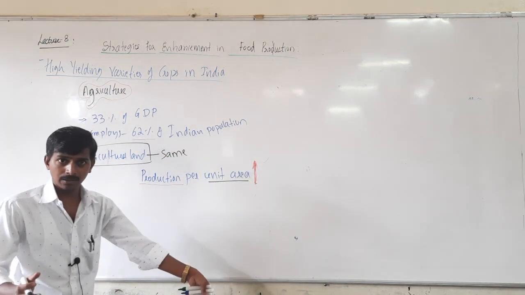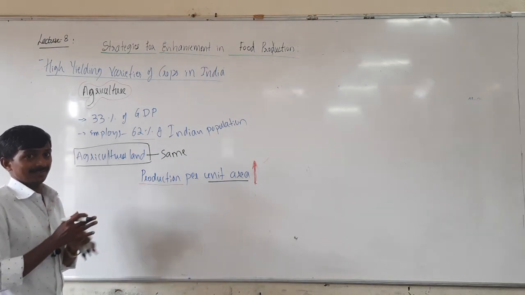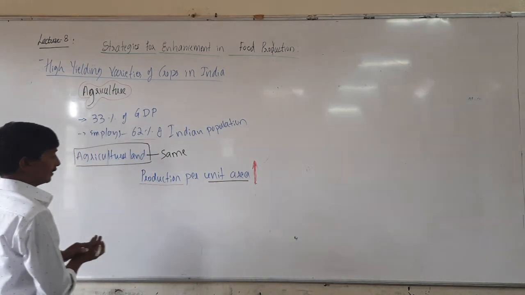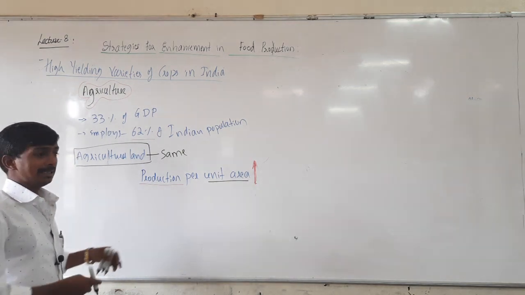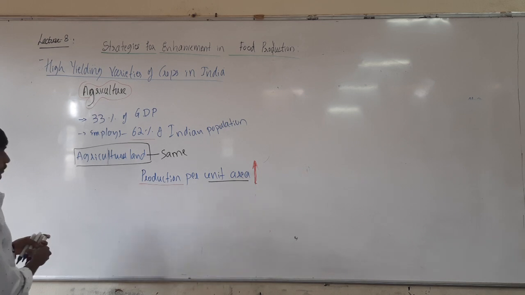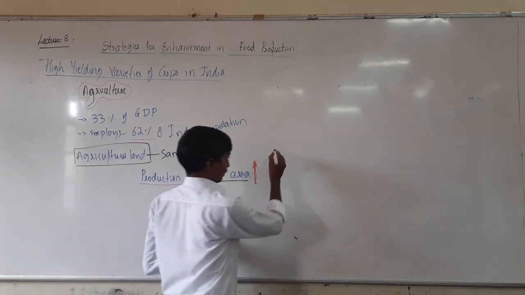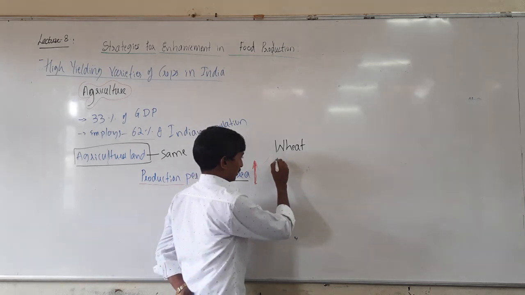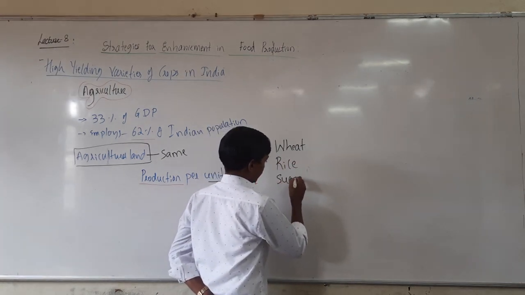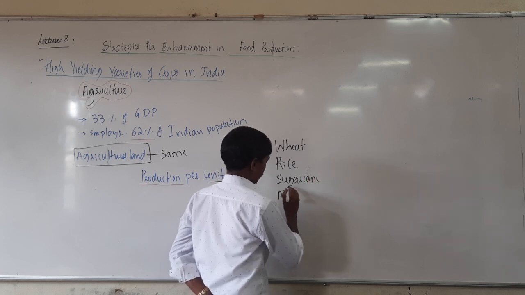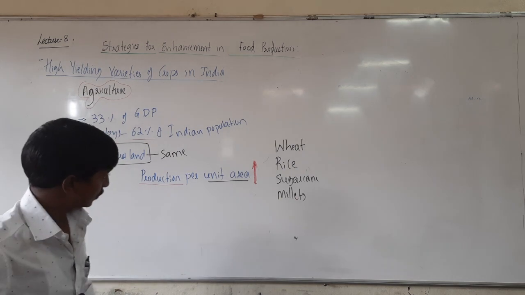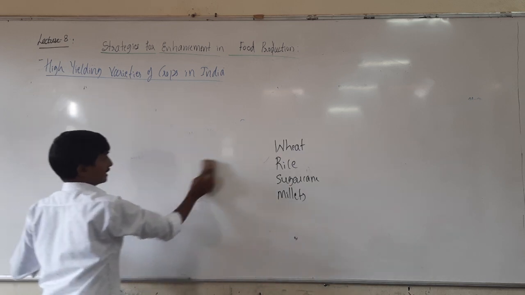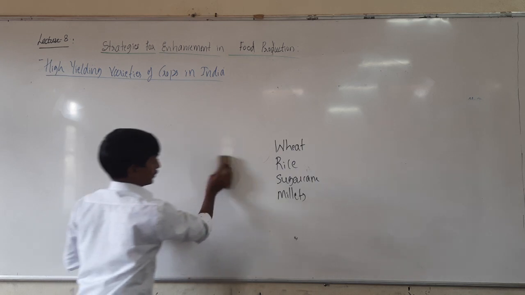Means how much area is available, in that area the production must be increased, because the population is increasing as usual. To feed the increasing population, the production per unit area must be increased. For that we have high yielding crop varieties like wheat, rice, sugarcane, and some of the millets. Today we shall see about wheat, then we will see rice in the next class. So first we shall take high yielding varieties of wheat.